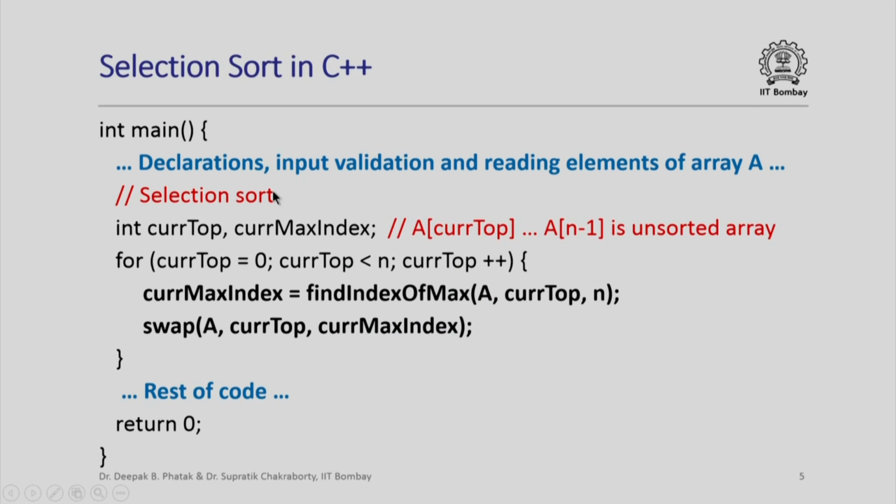How did our program in C++ look like? Basically, we had a simple loop in which we had a variable called current top, which incremented from 0 to n minus 1, and at any point of time the understanding was that A[current top] through A[n minus 1] was the unsorted array. In each iteration of the loop I found the index of the maximum element of the array A between the indices current top and n minus 1, and then I swapped A[current top] with A[current max index].